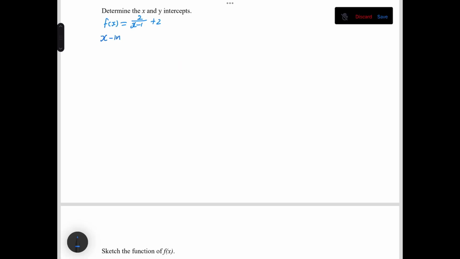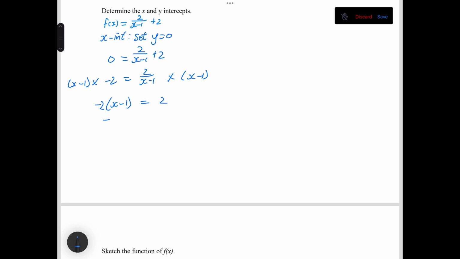Okay, so determine the x and y intercepts. So let's go. For the x-intercept, you have to set y equal to 0. So we put 0 in the place of y, so that's 0 equals 2 over x minus 1 plus 2. Now it transposes 2 over, so it's going to be negative 2 equals 2 over x minus 1. And we multiply by x minus 1 on both sides. That cancels out the denominator on the right, so that gives me negative 2, x minus 1 in brackets, equals 2. There we go.